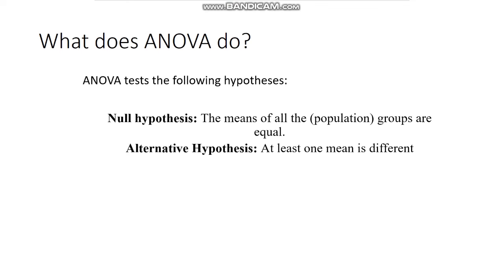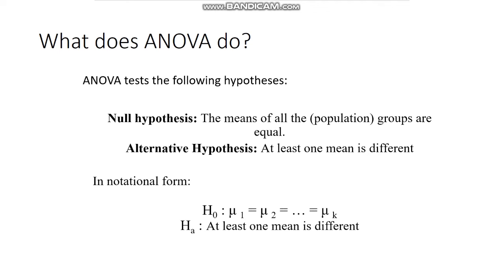The null hypothesis in ANOVA states that the means of all of the population groups are equal. So notice that we have some samples and we want to make inference whether their populations are equal or not. And the alternative hypothesis states that at least one mean of the group is different from the others. So in notational form, the null hypothesis H0 states that the population means for all of the groups are equal, and the alternative hypothesis states that at least one mean is different from the others.